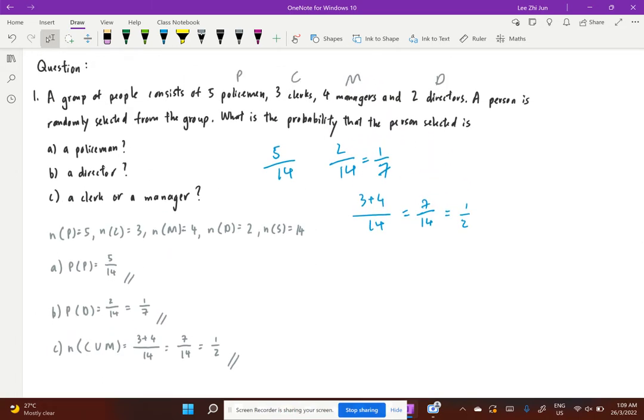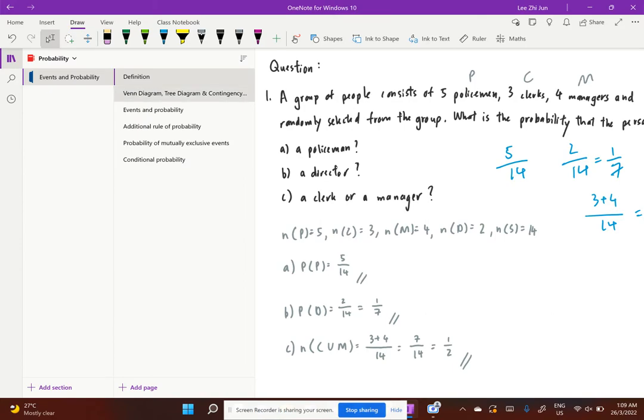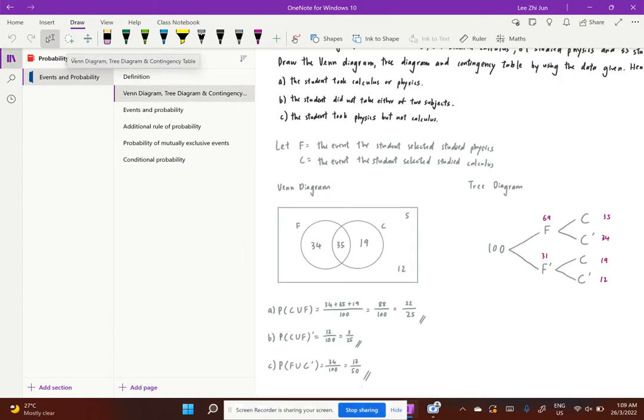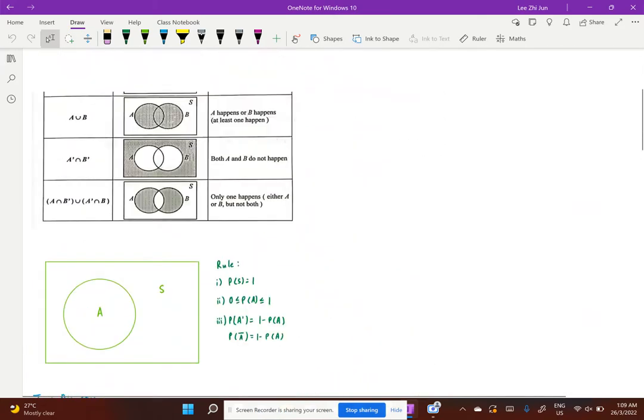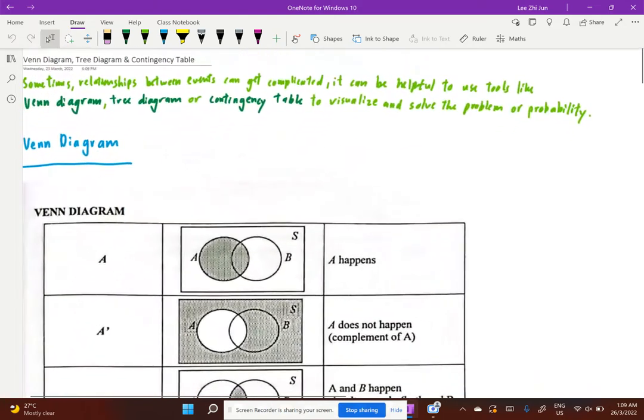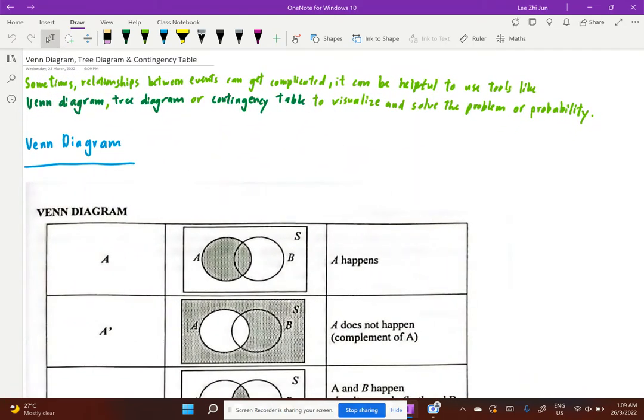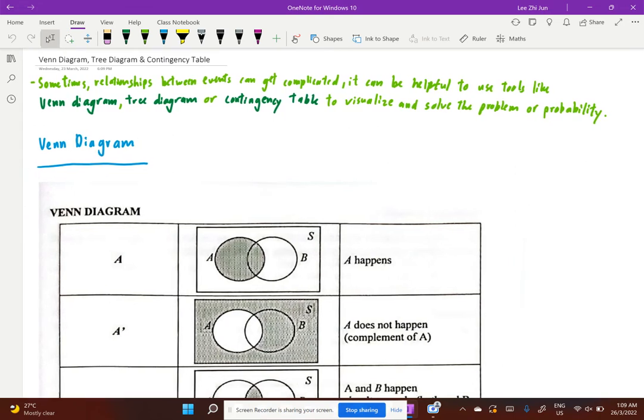Okay, now we go to some diagrams. Sometimes the relationship between the events can be complicated, so it will be helpful to use tools like the Venn diagram, tree diagram, or contingency table to visualize and solve probability problems. So first we look at the Venn diagram.